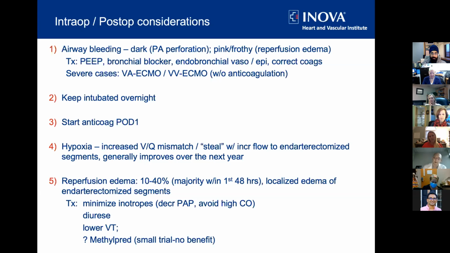And then there's some question about lowering the tidal volumes and giving steroids as well. But in general, it really is just don't overtreat with cardiac output. And so the traditional knee-jerk reflex to start Milrinone and so forth is to be avoided.